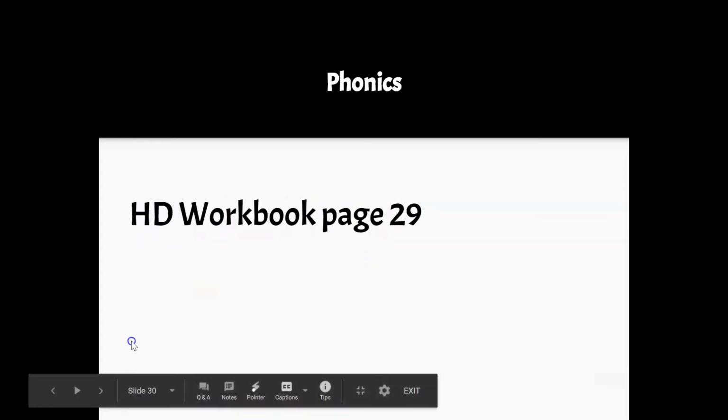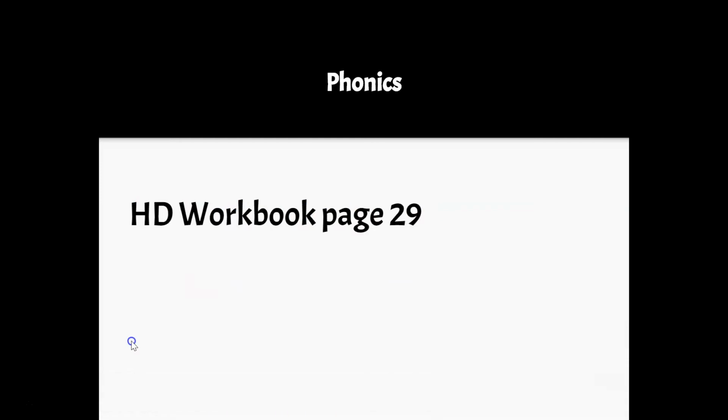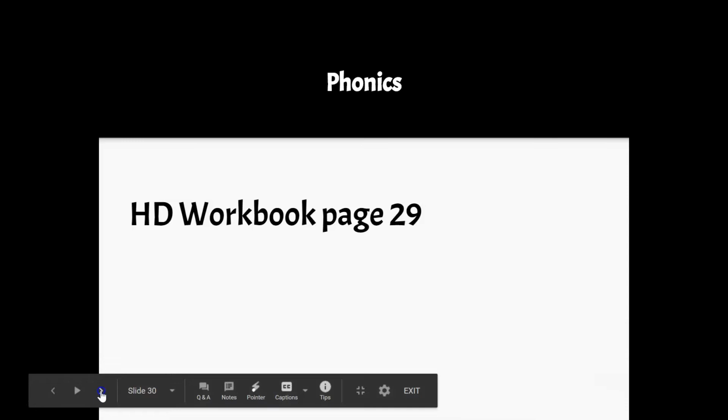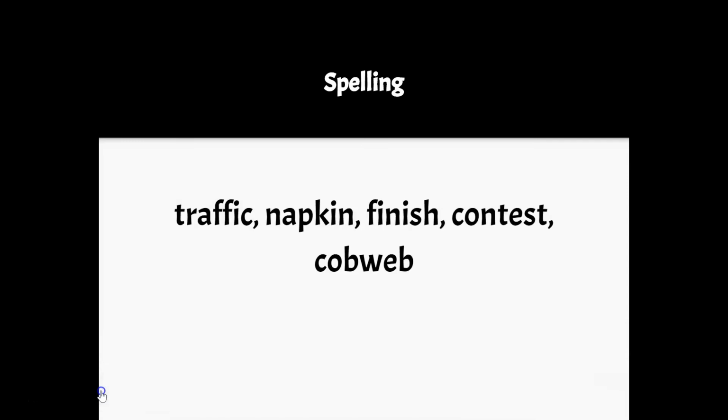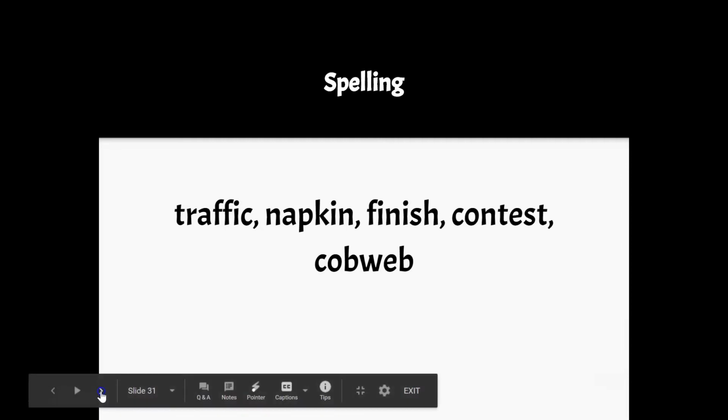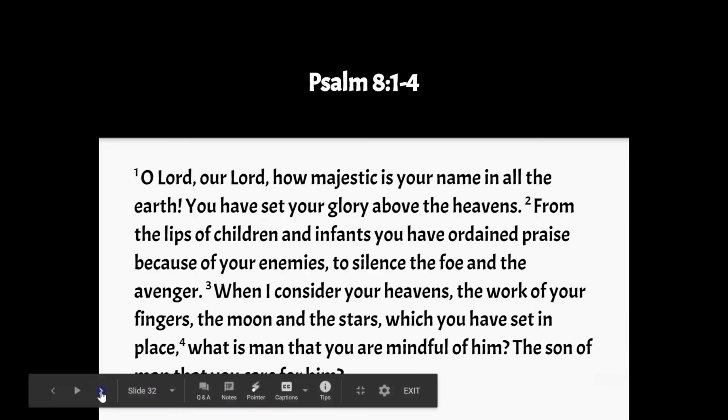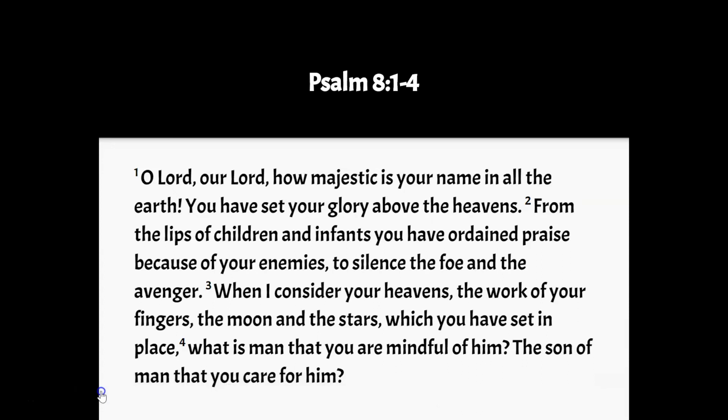Phonics HD workbook, page 29, you're going to take those different syllables and you're going to put them together to make words. So you have to draw your lines and make new words. See if you can at least do a few of them. You don't have to get all the way finished, but I'd love to see if you can get some of those done. Spelling, again, practice those spelling words that you may have missed. And for Bible today, just practice your Psalm 8, verses 1 through 4. So keep on practicing that as well.